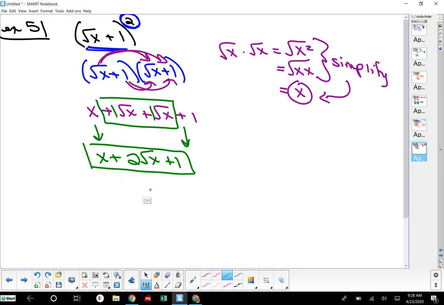And it doesn't matter what order these are in. Technically, your radical term should come at the end, but it really doesn't matter. So you could go 2 rad x plus 1 plus x, 1 plus x plus 2 rad x, whatever you want. The order does not matter.